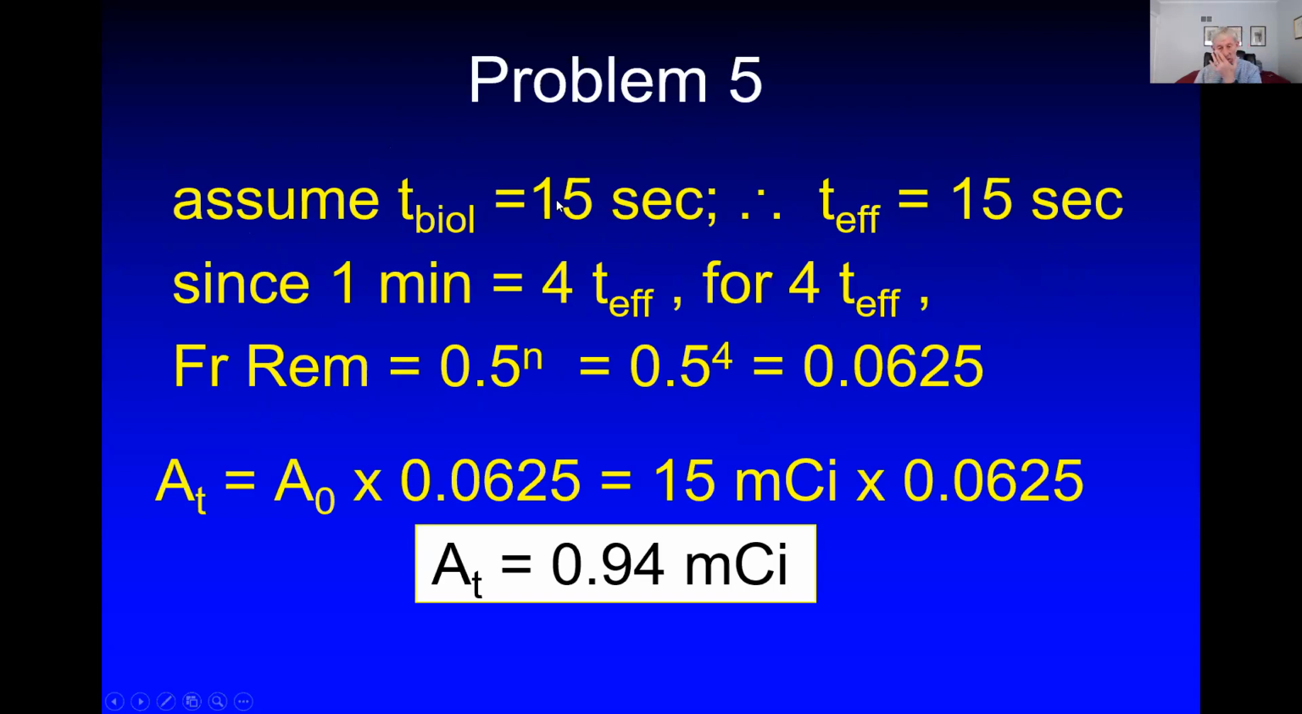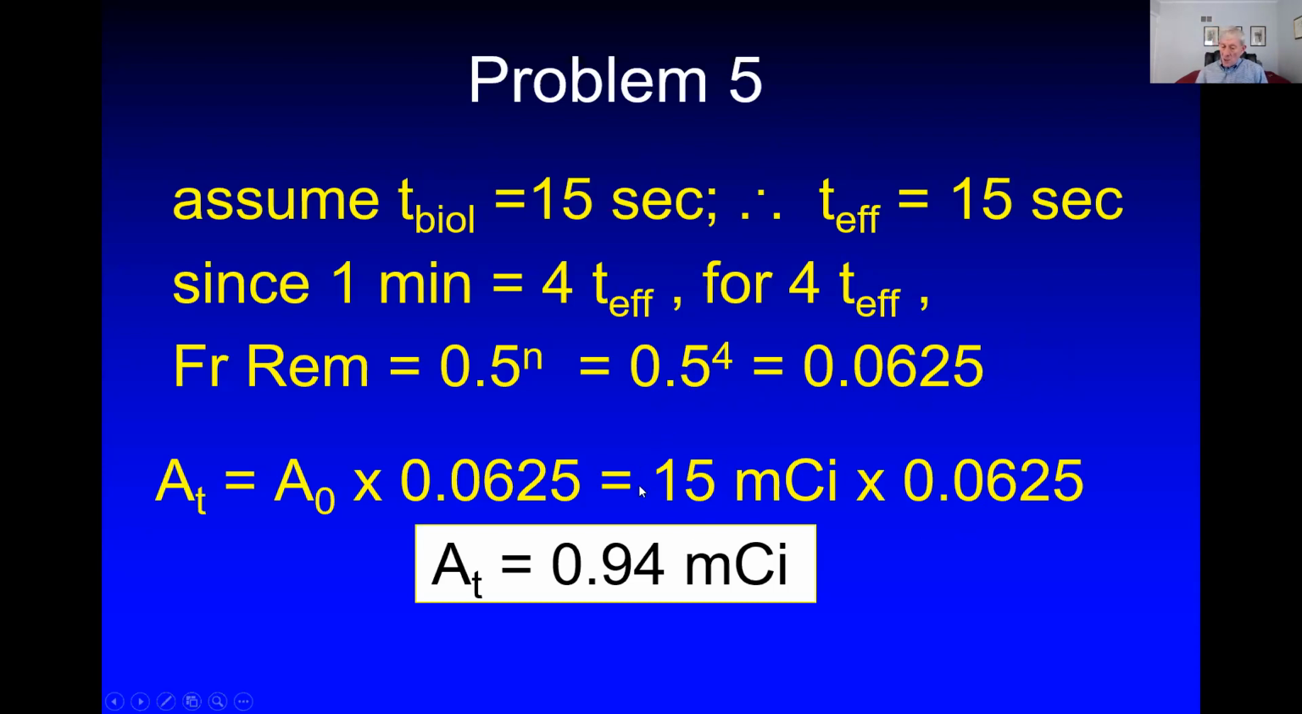Since T biological is 15 seconds and T physical is so long, T effective is 15 seconds. Therefore, 1 minute is 4 T effectives. And you could count this on your fingers after 4 half-lives. How much remains? 1/2, 1/4, 1/8, 1/16. Of 15, that is 15 sixteenths, but 1/16 also is 0.5 y to the x key 4, 0.0625. That is exactly 1/16.